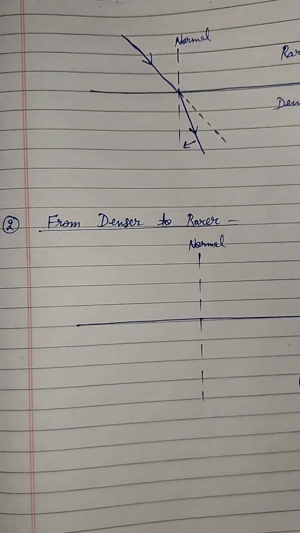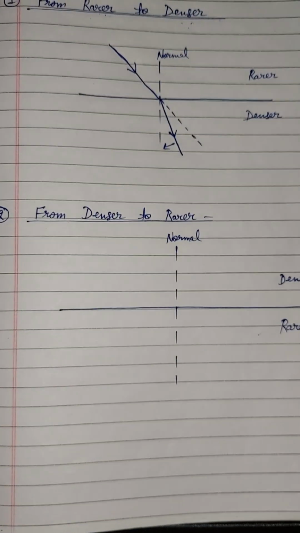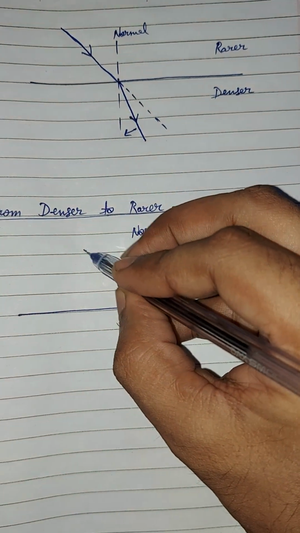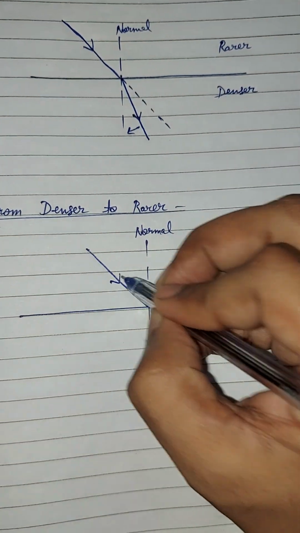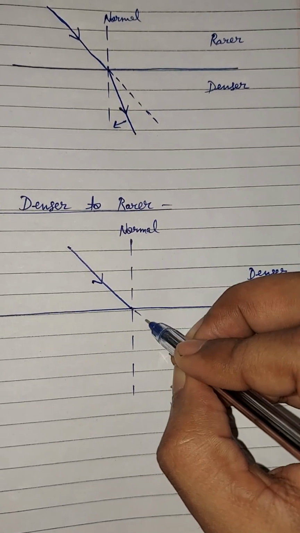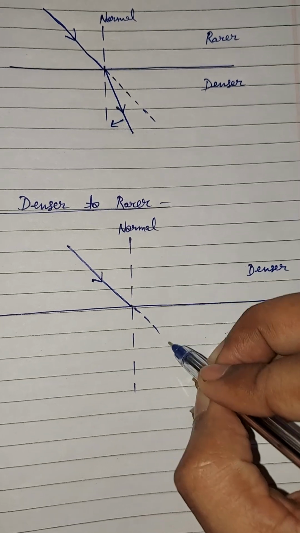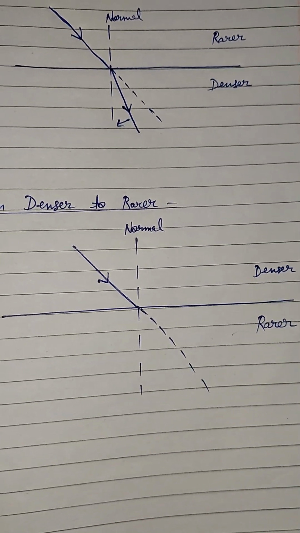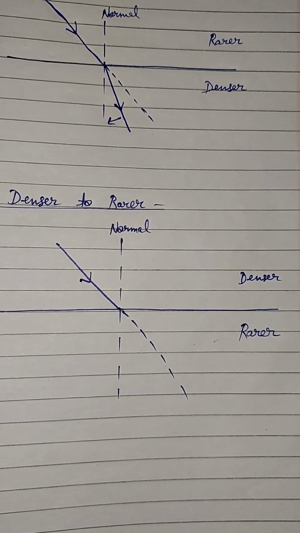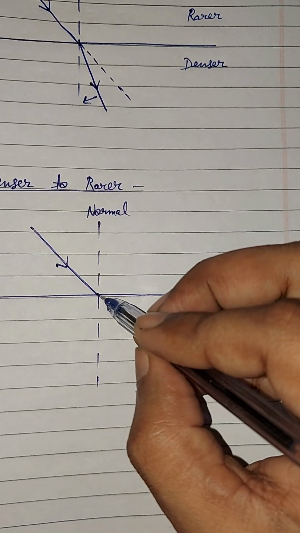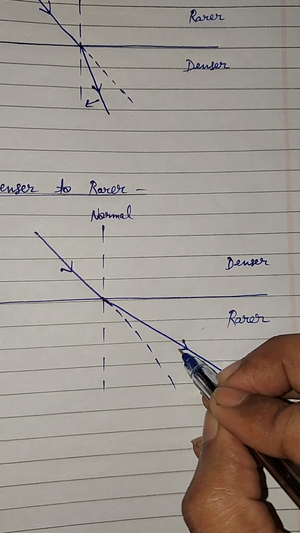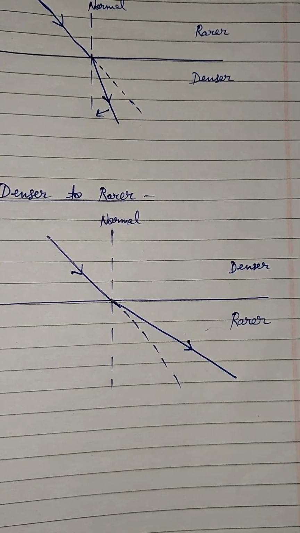Just the opposite happens when the light travels from a denser medium to a rarer medium. Now again, if we draw an incident ray, this is the incident ray. If there were no refraction of light, this ray would travel like this. But since it is moving from a denser medium to a rarer medium, what will happen? This ray of light will move away from the normal, just like this.